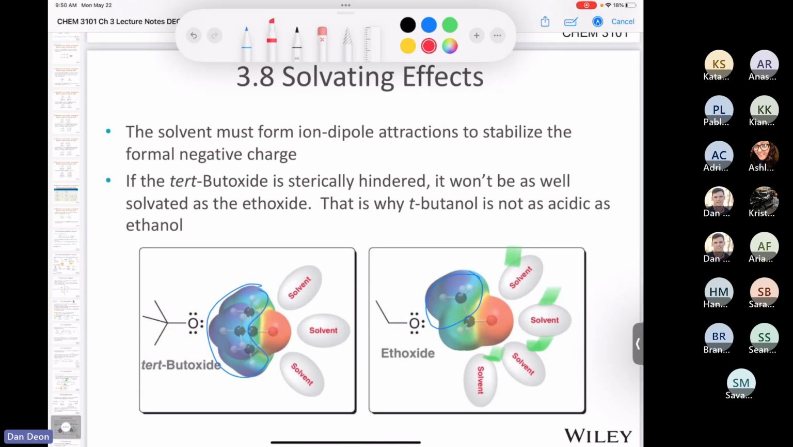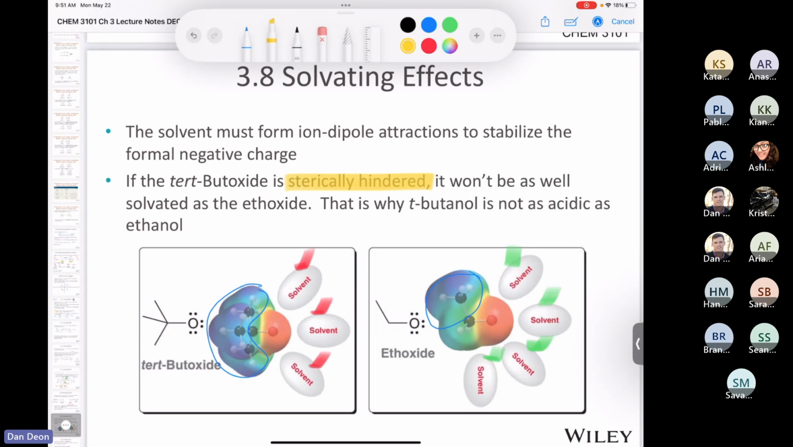Whereas when you have three alkyl groups, or all these different groups on here, it's so bulky that you can only get a few. You can only get a couple of solvent molecules, and that's what it is. It's based off of steric hindrance. The more steric hindrance you have around the negative charge on the oxygen, the fewer solvent molecules can come in and stabilize that negative charge.